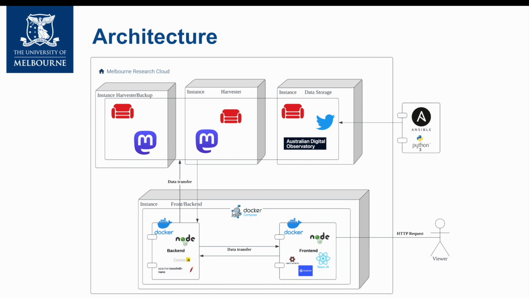The frontend will request data from the backend through a RESTful API, and the backend will request data from the CouchDB instances. We have two main instances. One of them stores the data from Twitter, and also contains the data from ADO. The other one holds the data from Mastodon. We will harvest data from Mastodon, and the harvester is also one-click deployed by an Ansible playbook. We can deploy the harvesters and the instances locally on localhost.